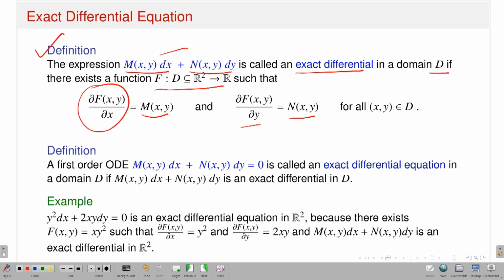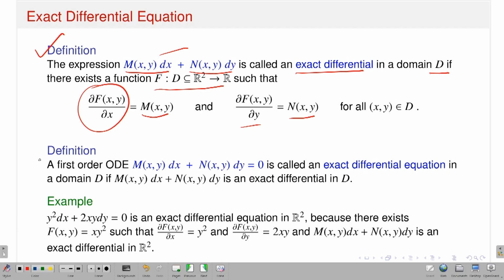Okay. So that means I have an expression M dx plus N dy, I will say that it is an exact differential in some domain D if there exists a function capital F from that domain D, a subset of R2, to R such that M is nothing but the partial derivative of F with respect to x variable and N is nothing but the partial derivative of F with respect to y variable. So this is called an exact differential, and there is another definition of first order ODE. ODE stands for ordinary differential equations. So a first order ODE, M dx plus N dy is equal to 0, is called an exact differential equation in a domain D if the object M dx plus N dy is actually an exact differential, which I just defined in my last definition.